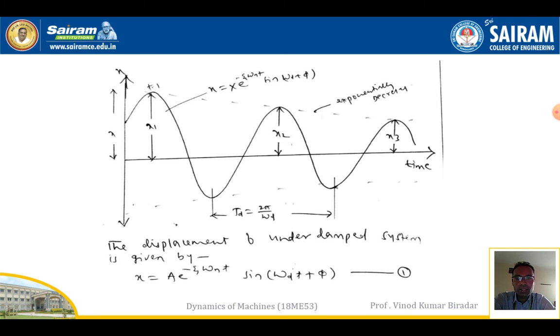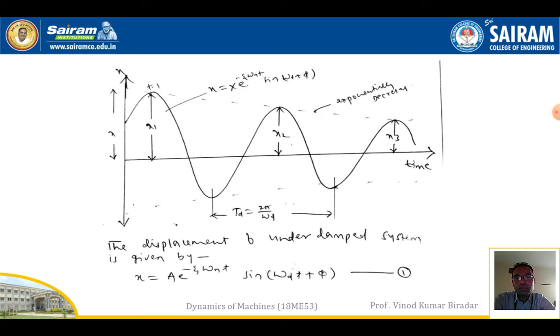The displacement of an underdamped system is given by this equation, which we already derived: x is equal to X into e to the power of minus zeta omega n t into sine of omega d t plus phi. Call this equation number 1. In the diagram, x1 and x2 are the maximum amplitudes of the particular cycles with respect to times t1, t2, t3. Here the amplitude decreases exponentially.